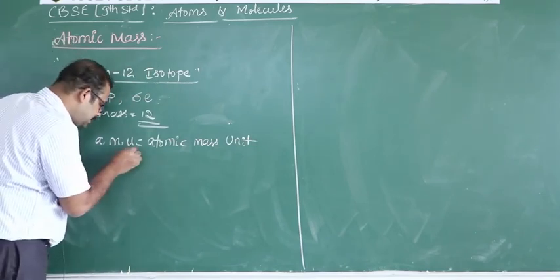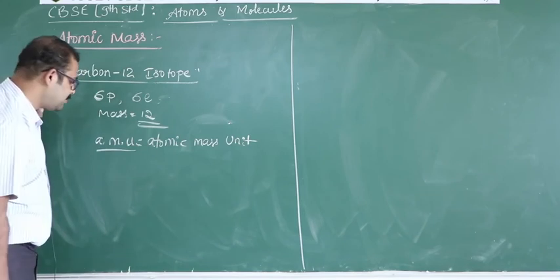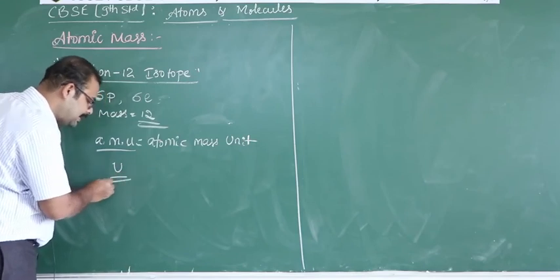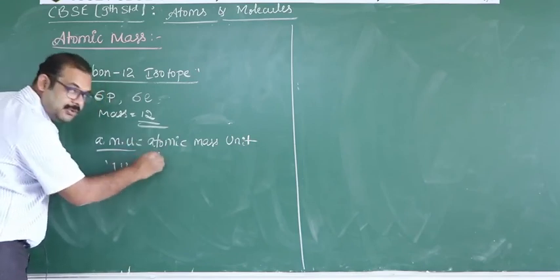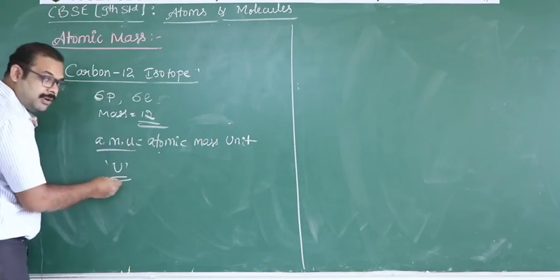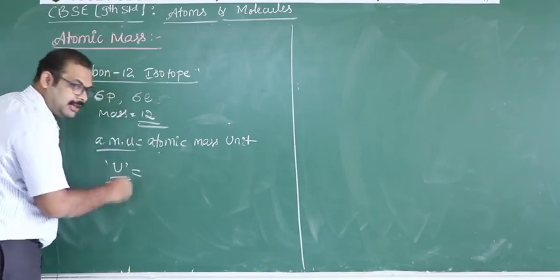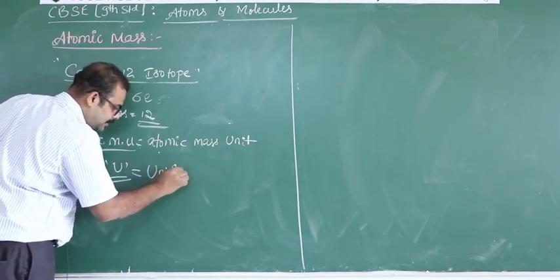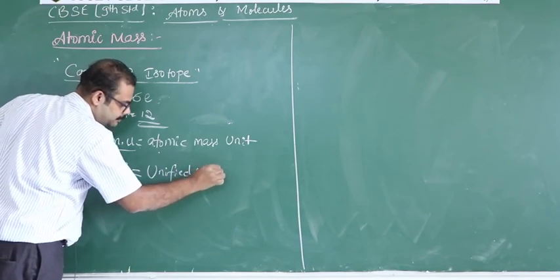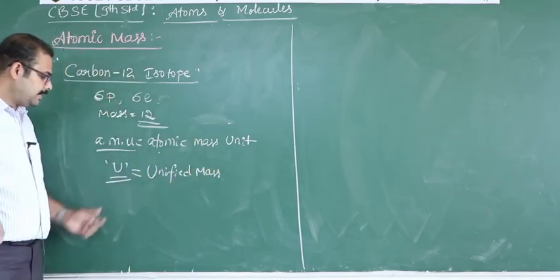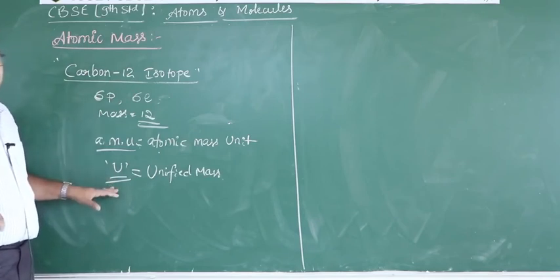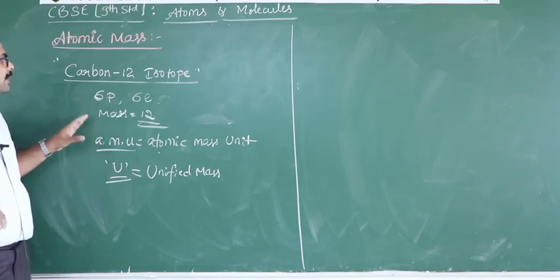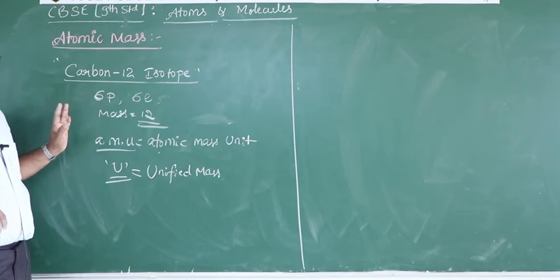Later this AMU was replaced by one more unit. Instead of that, they chose the symbol U. We can use AMU also, but instead of that, we can use one more symbol, that is U. It is recommended by the IUPAC and it is called unified mass. So unified mass is the unit of atomic mass. This is how we calculate the mass of an atom.